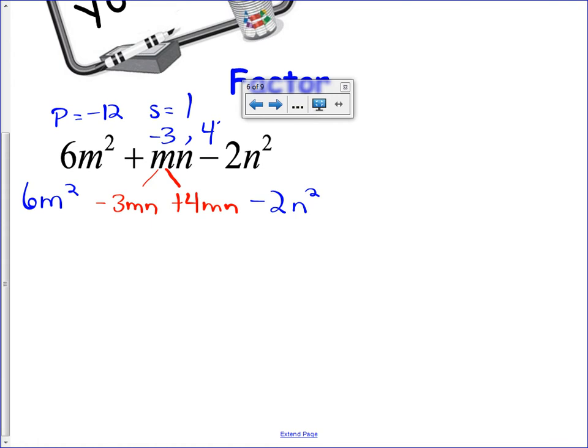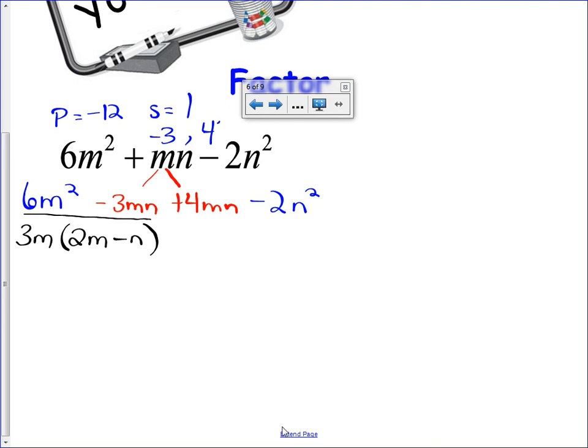Okay, now I only look two at a time. So I'm going to look at these two. I can common factor out a number, which is 3. I can factor out a variable, which is m. So I'm left with 3m. When I factor that out, I'll be left with 2m minus n. Anyone have any questions about how I got that first part?